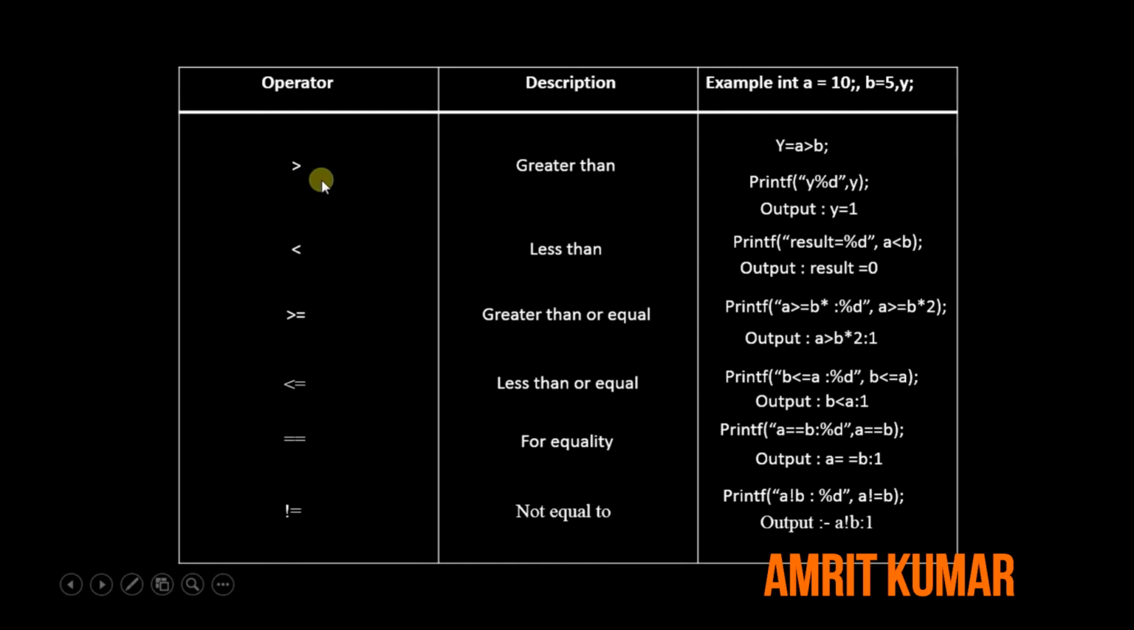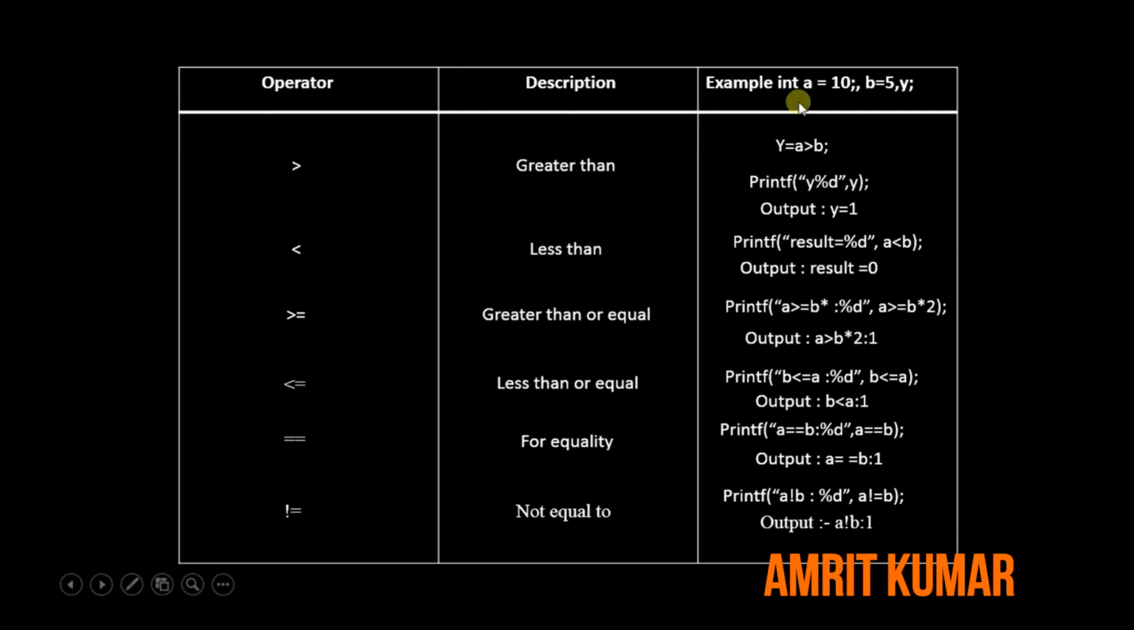Here these are the greater than operator, the less than operator, the greater than or equal to operator, the less than or equal to operator, the equality or equal to operator, and the not equal to operator. So let's look at the work of it. Greater than finds us the greatest value among them.